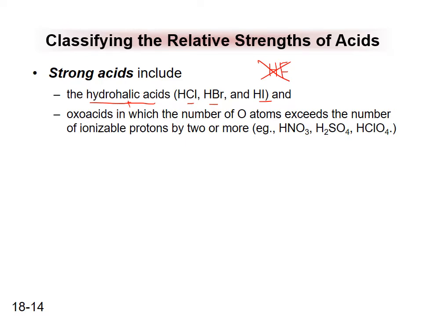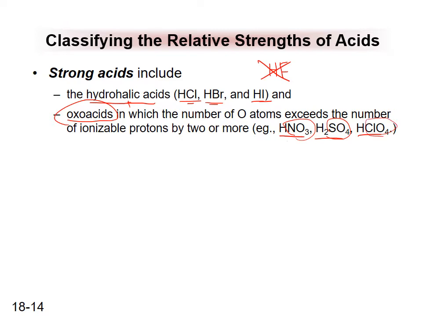This is not a strong acid. Hydrochloric, hydrobromic, hydroiodic, these are strong acids. Remember these. Oxo acids, including nitric acid, sulfuric acid, perchloric acid. NO3 is nitrate, so HNO3 is nitric acid. SO4 is sulfate, H2SO4 is sulfuric acid.